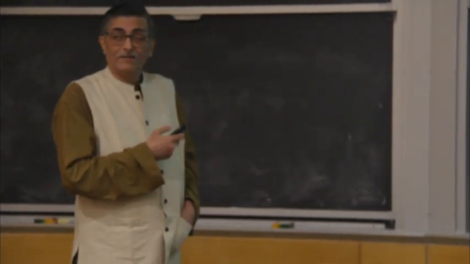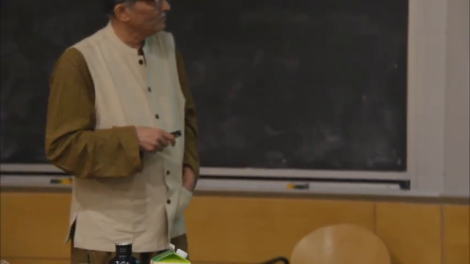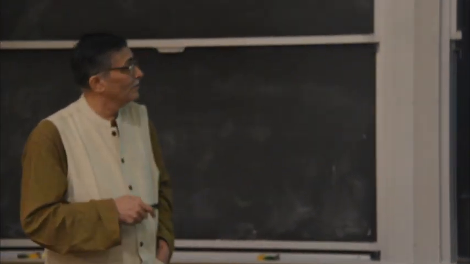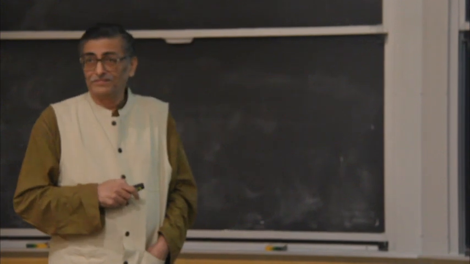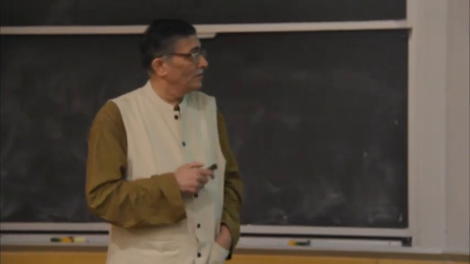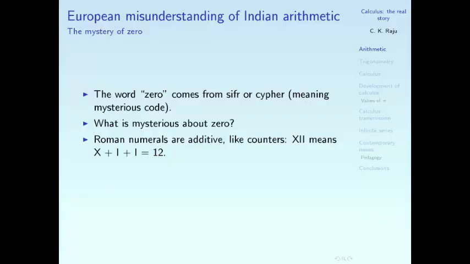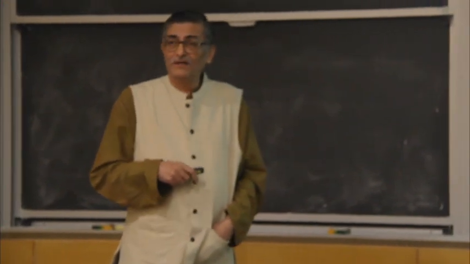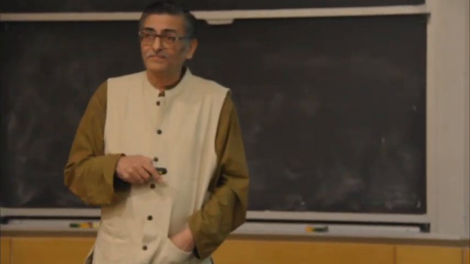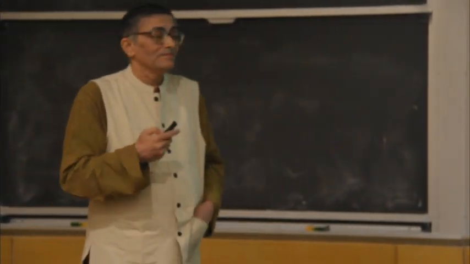The word zero itself comes from cipher, mysterious code. But what's mysterious about it? The mysterious thing is that if you look at Roman numerals, they are additive. So 12 means X plus I. But that's not the case in place value. 120 doesn't mean 1 plus 2 plus 0. So that's what they said. This is something they complained about.